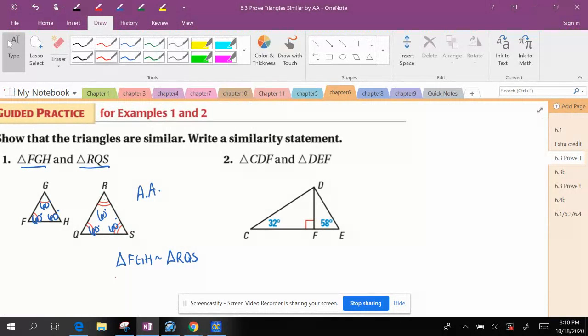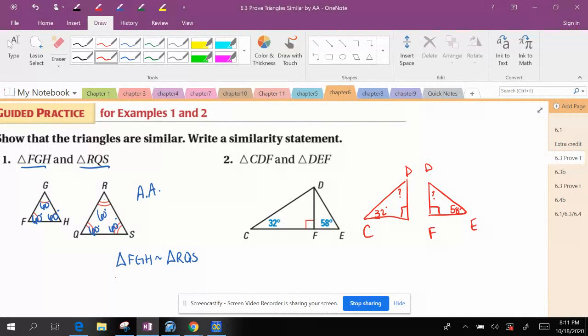All right, my second example over here, triangle CDF and triangle DEF. So I know this is 90, and what type of angle relationship are these two, right here and right here? They are linear pairs. So if one side is 90, the other side is 90 because they equal 180 degrees. This angle is 32. This one is 58. Just like in the first example, I need to find that third angle. So what are we going to subtract it from?